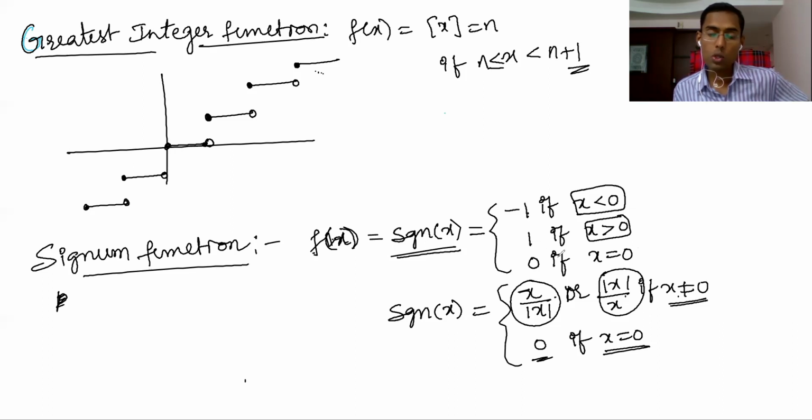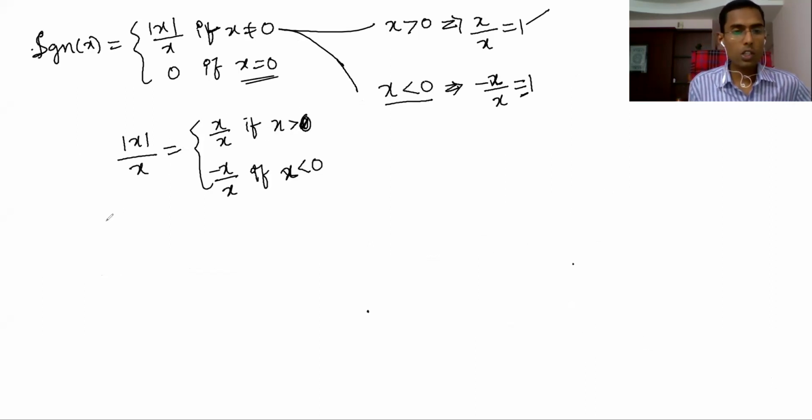When x is 0, you should not take this definition. This definition is only for when x is not equal to 0. Either this, mod x by x or x by mod x, is the same, so you should not get confused. So the signum function can be defined both ways. What are both the ways?